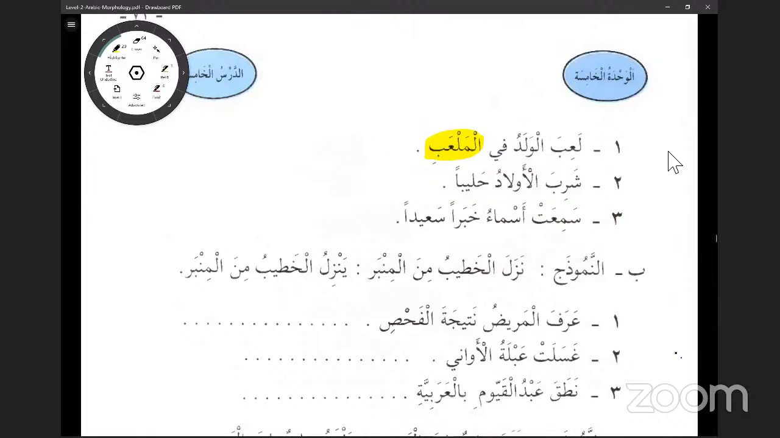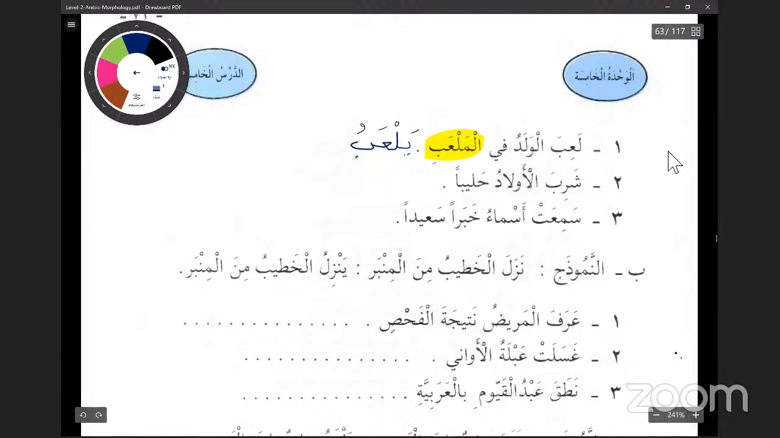And then the mudariya. يلعب الولد في الملعب. So the kid is playing in the playground. So it went from لعب to يلعب. Very good. Alhamdulillah. Mal'ab is playground. Very good, ya akhi. So we'll do like this and like this.